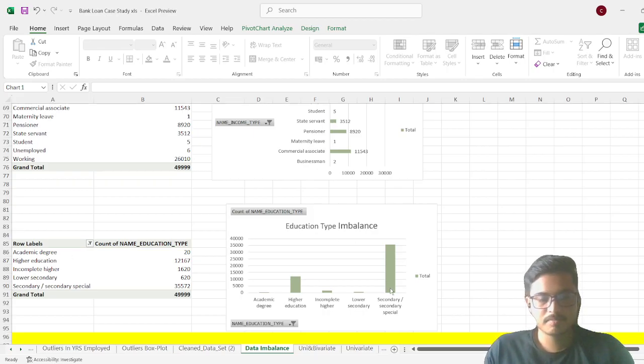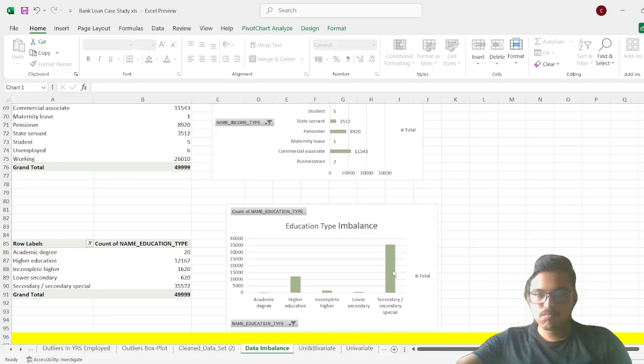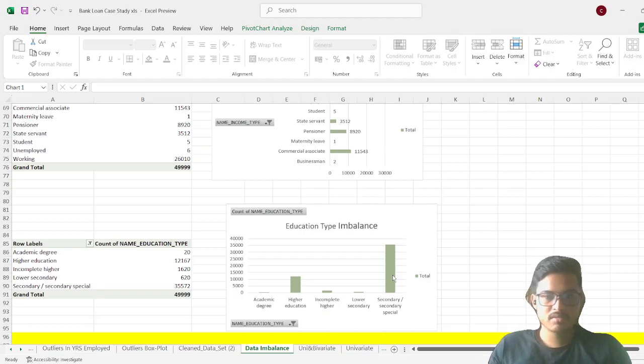Again, the education type imbalance. The senior secondary people are much more interested and they need the loan. But for higher education, the applicants are only 12,164. So we can advertise more to these kinds, like higher education or senior secondary, to gain more, because the applicants are already interested in this. And if we bombard these candidates with advertisements, I'm damn sure this number will go higher and highest.